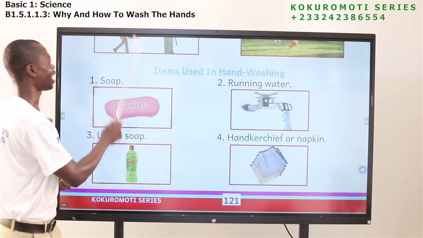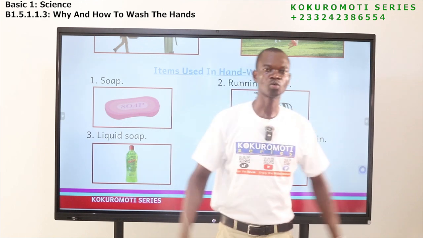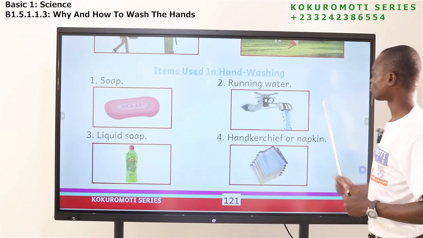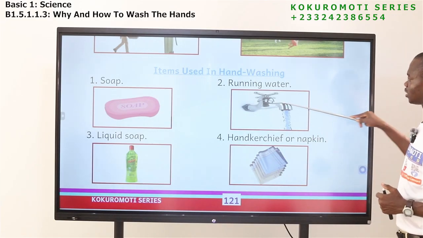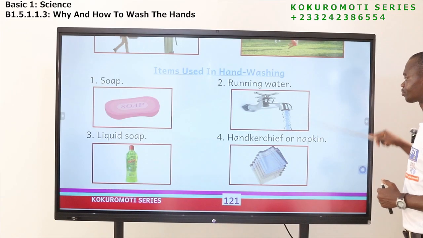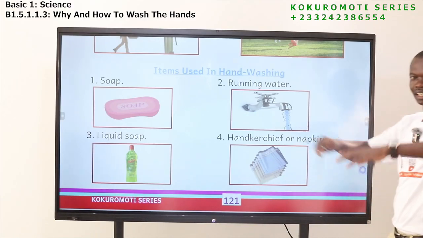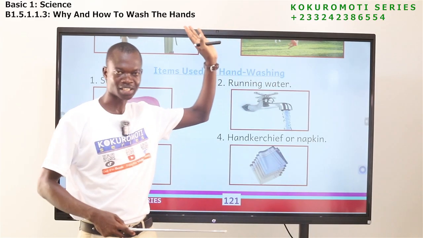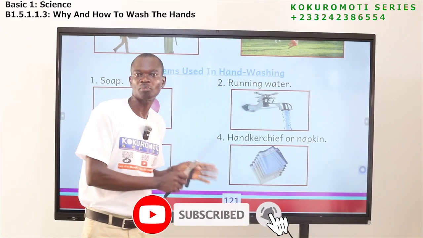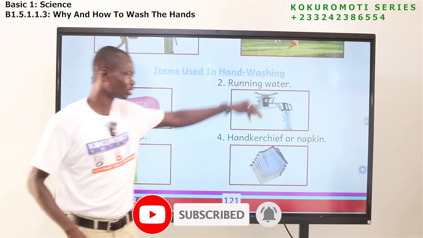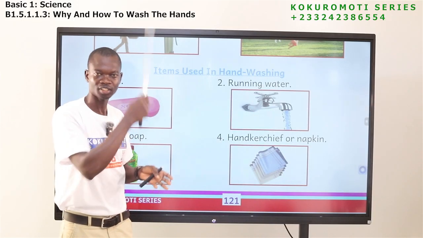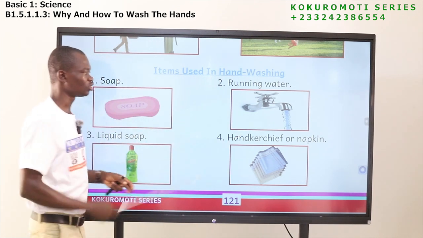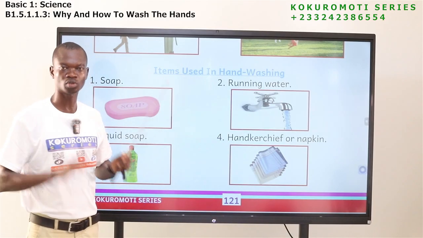Now we are looking at items used in hand washing. What do we use to wash our hands? We use soap and running water. So this is running water. You see the water flows like this. It is not in a bowl. It's not in a container. This water will drain and flow outside. It doesn't stay at one point. It is not contained in anything. It goes away. So we call it running water. Use running water to wash your hands.